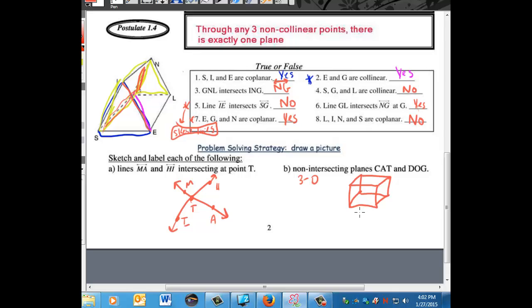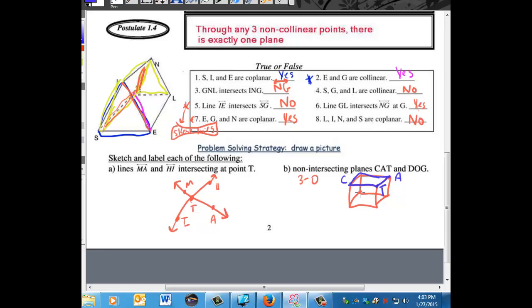And non-intersecting planes cat and dog, I'm going to change this to blue. I think this will stand out better. Let's have cat be our ceiling. So this is the ceiling of our shape. It's the plane. And let's say that we have cat and C, and let's put A here, and let's put T here. Now, T can be anywhere. I could put T in our box on the ceiling, like inside, or I can put it at a vertex, okay? So it's your choice.